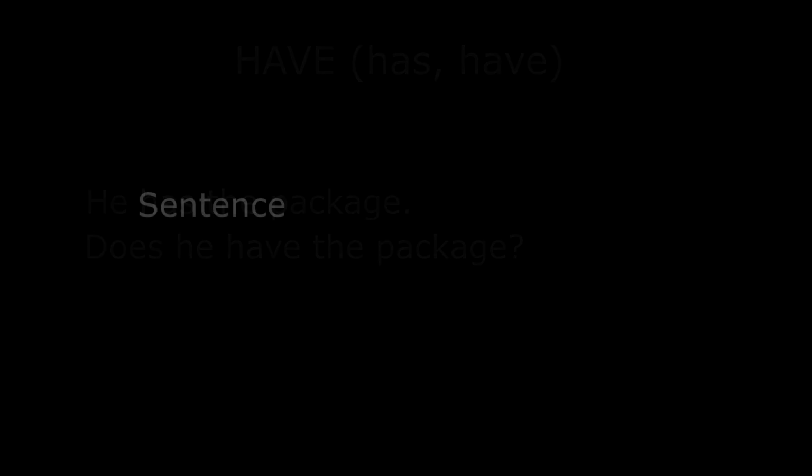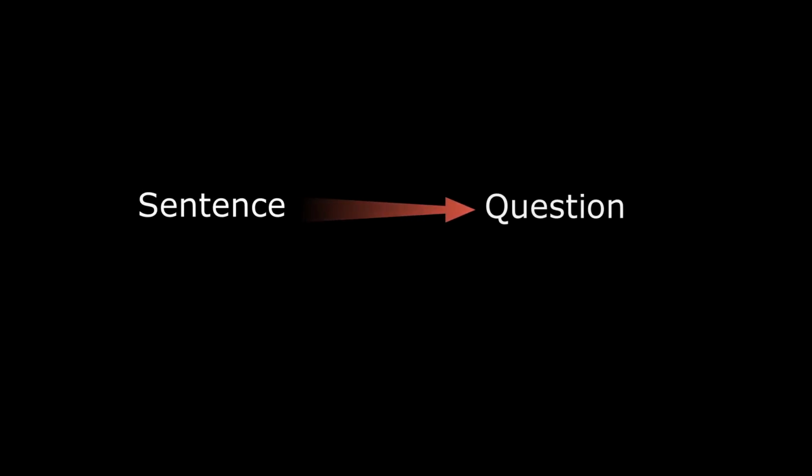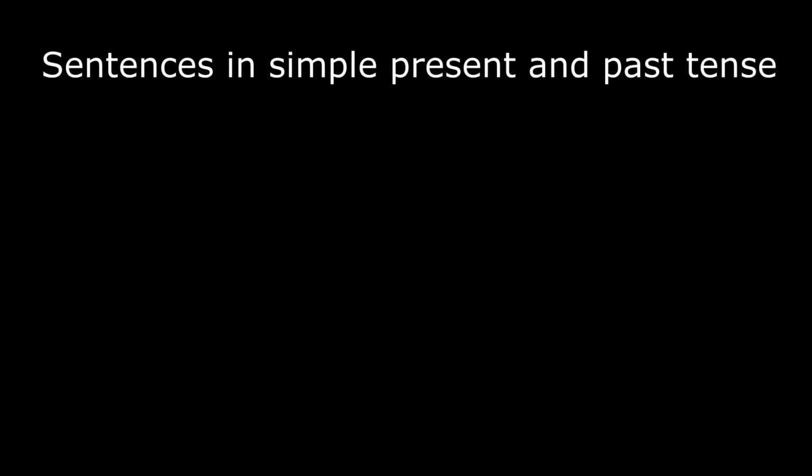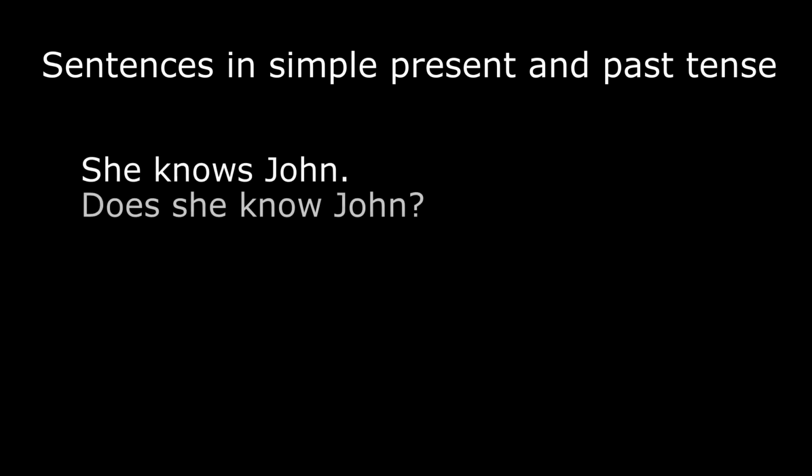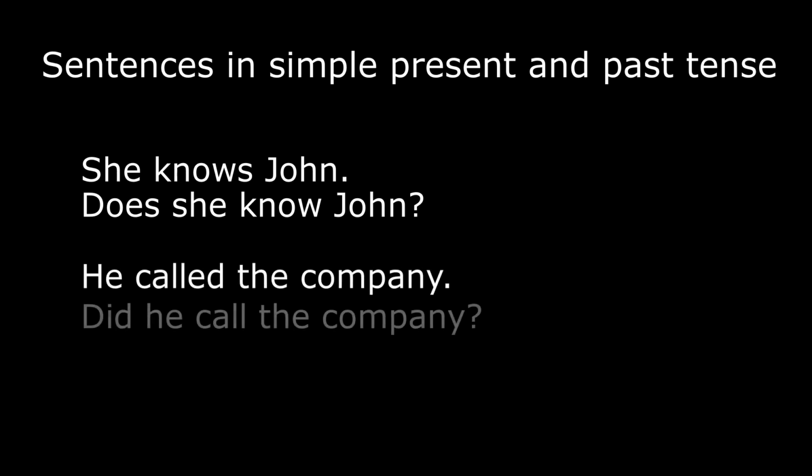A sentence can be turned into a question by placing the auxiliary verb or the primary verb before the subject. Let's take a look at some more examples. Sentences in simple present and past tense. She knows John. Does she know John? So here, we're not switching the subject and the verb, but simply adding the operator do before the subject. He called the company. Did he call the company? Here the verb call won't be in the past tense because did does the job of representing the tense of the sentence.